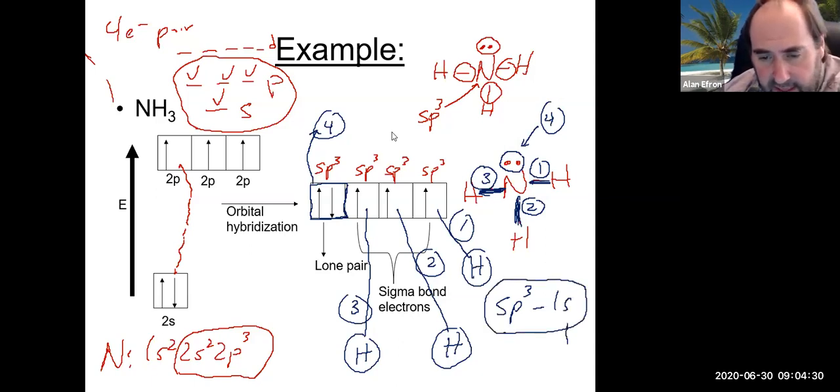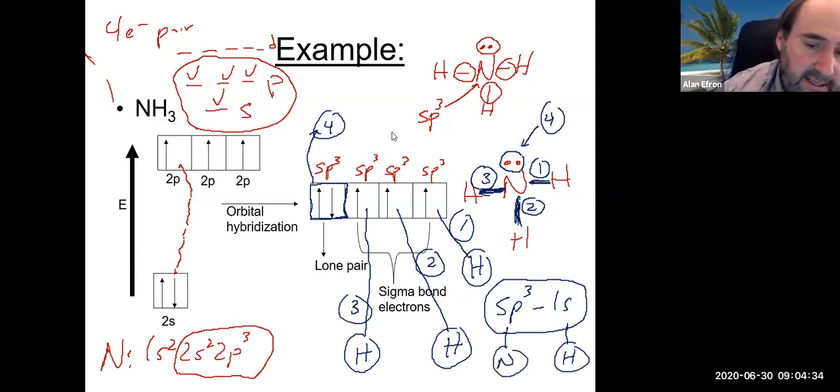So this comes from the hydrogen. This comes from the nitrogen in this case. And you basically have a head-to-head overlap that's going to happen there. Those are all single bonds. It's really an easier way to look at it. The nitrogen to hydrogen bond is single, the other nitrogen to hydrogen bond is single, and the third nitrogen to hydrogen bond is single. And that means that each of those are considered sigma bonds.